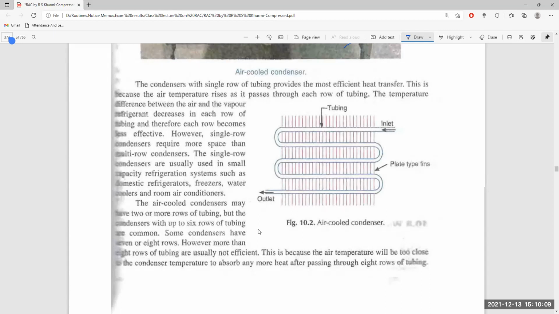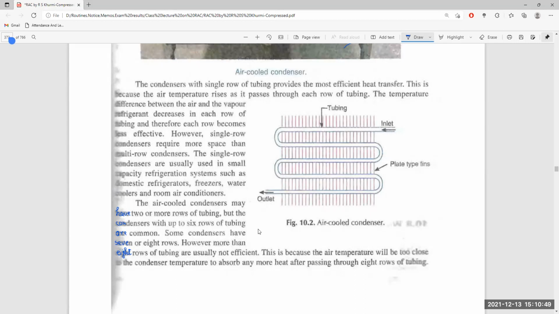Some condensers have 7 or 8 rows. However, more than 8 rows of tubing are usually not efficient. This is because the air temperature will be too close to the condenser temperature to absorb much more heat after passing through 8 rows of tubing.